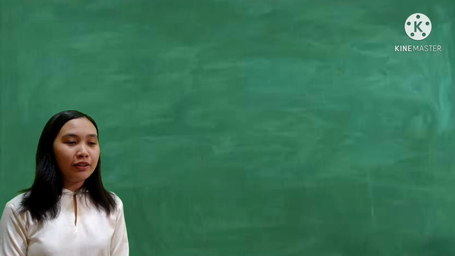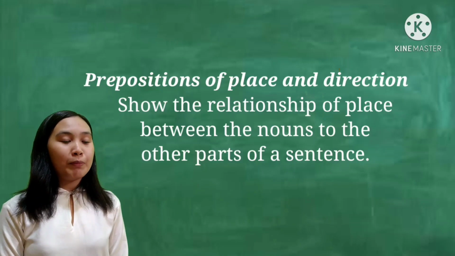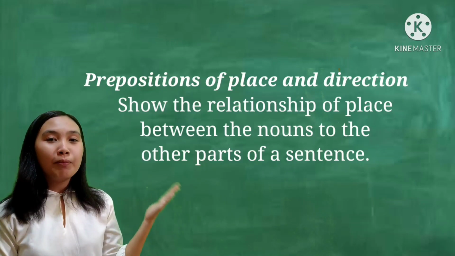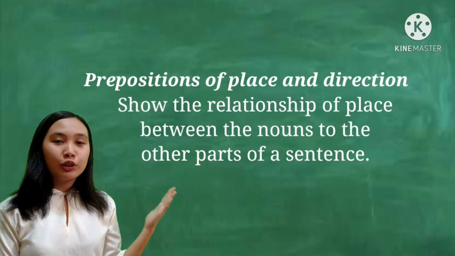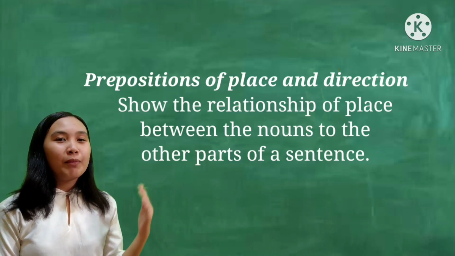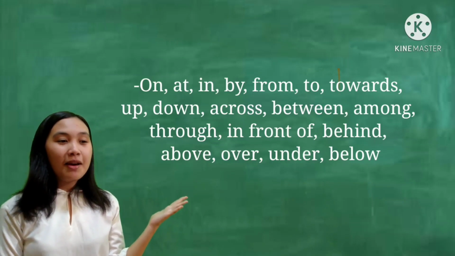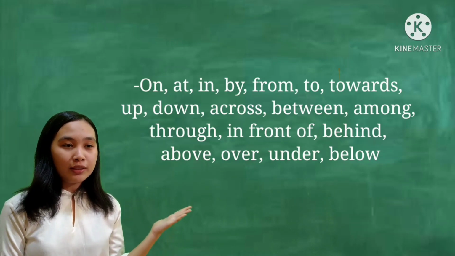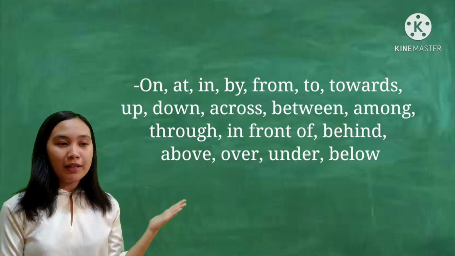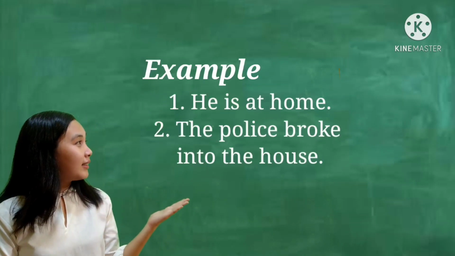So the second of the other types of preposition are the prepositions of place and direction. So what are prepositions of place and direction? Prepositions of place and direction show the relationship of place between the nouns to the other parts of a sentence. The most common prepositions of place or direction are on, at, in, by, from, to, towards, up, down, across, between, among, through, in front of, behind, above, over, under, below, and so on. Like for example, he is at home.